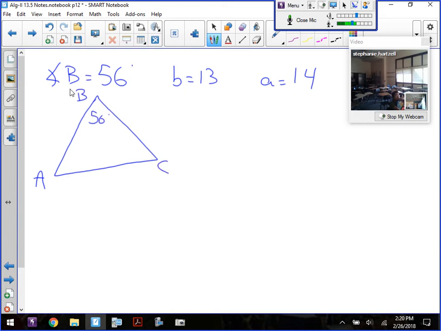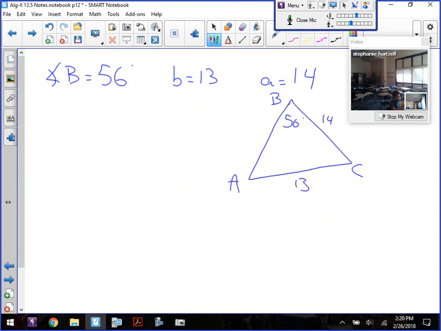So 56, 13, and 14. What is this forcing you to find first? Angle A. It's forcing you to find angle A first. So by doing that, same deal. We're going to write out a law of sines setup. I'm going to have the sine of 56 is to 13 as the sine of A is to 14.